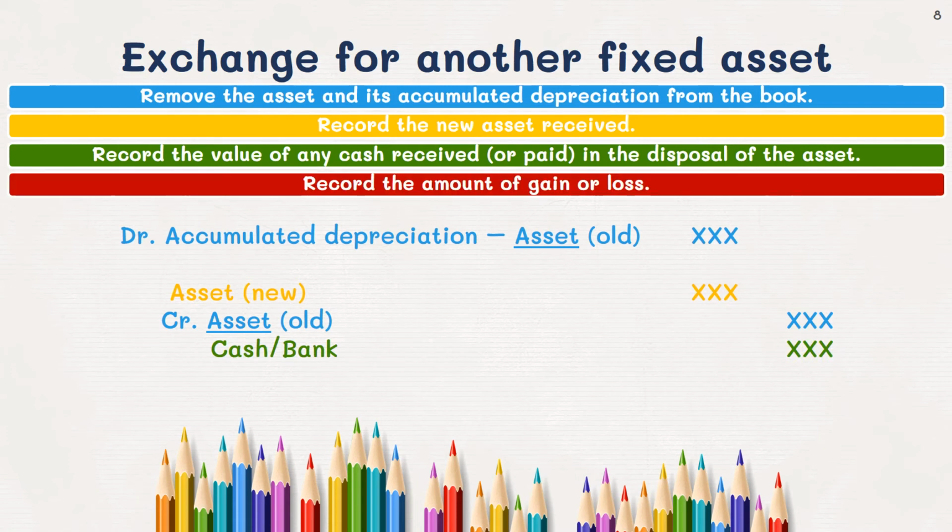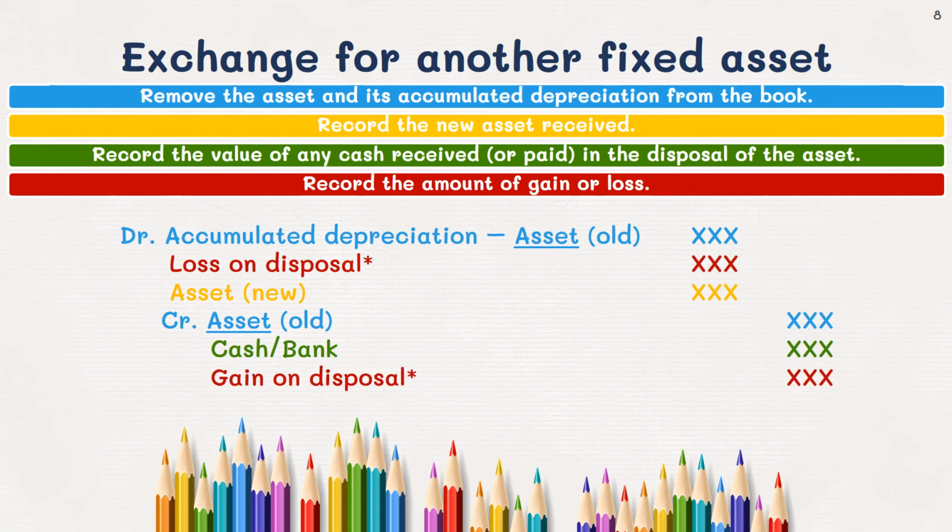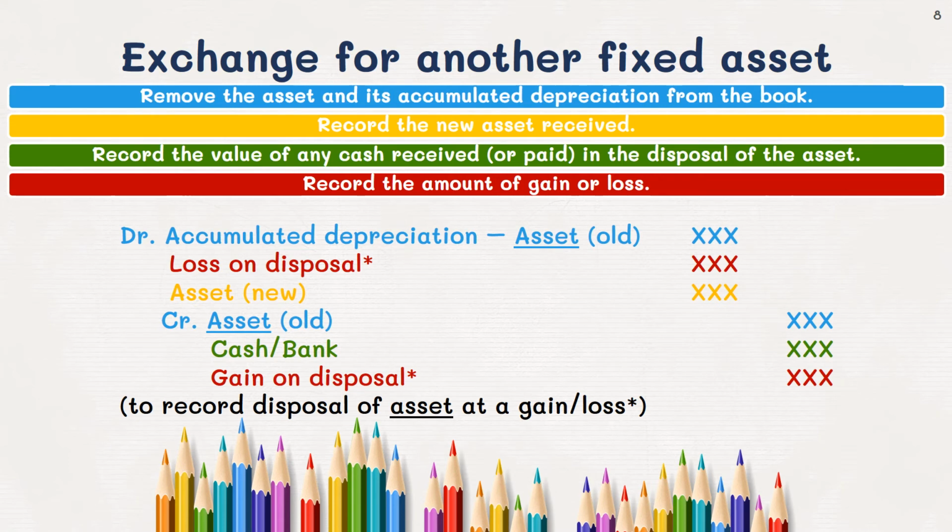And lastly, record the amount of gain or loss. Debit the loss on disposal account, or credit the gain on disposal account. As for the explanation, write, to record the disposal of asset at a gain or loss.